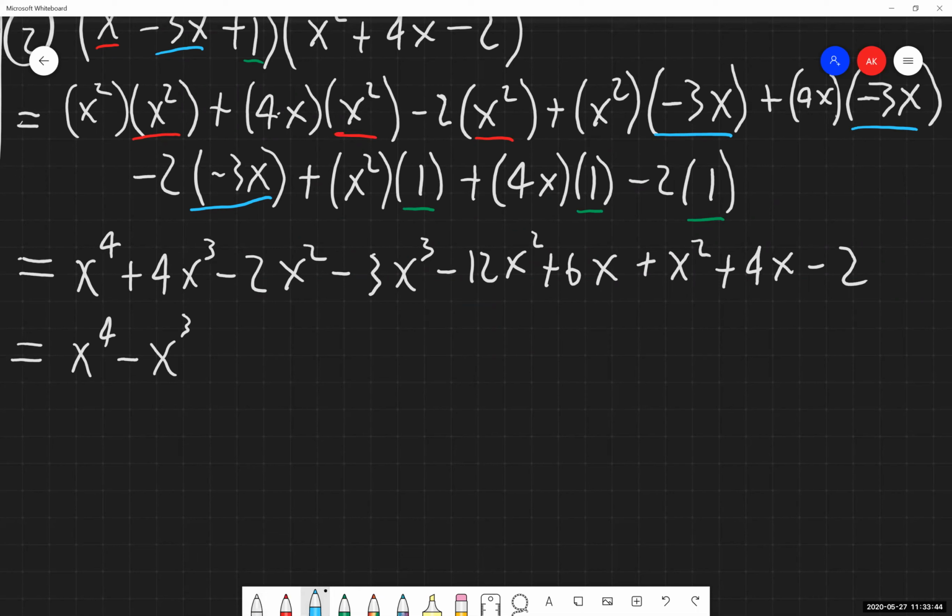Working with the squareds. I have a squared term here, squared term here, squared term here. So I have negative 2 minus 12. That's going to give me negative 14. Plus 1, which is going to give me a negative 13.